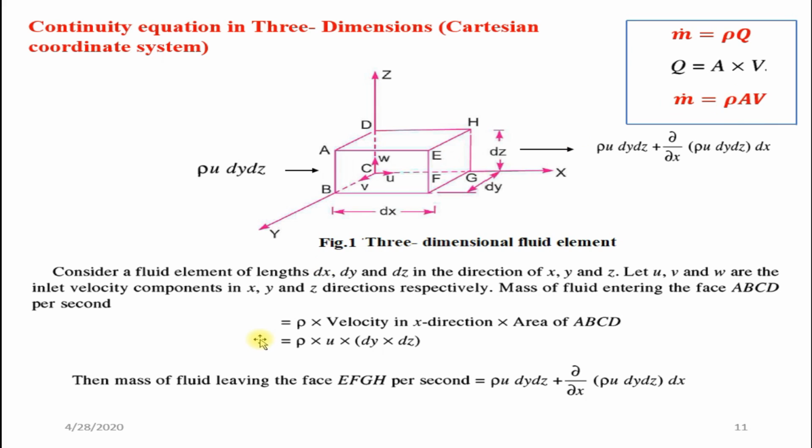Now consider a fluid element of length dx, dy, dz in the direction of x, y and z. Let u, v, w be the inlet velocity components in x, y and z directions respectively. If you look at the diagram, consider an element dx, dy, dz as the elemental volume, and u, v, w are the velocities in x, y and z directions.